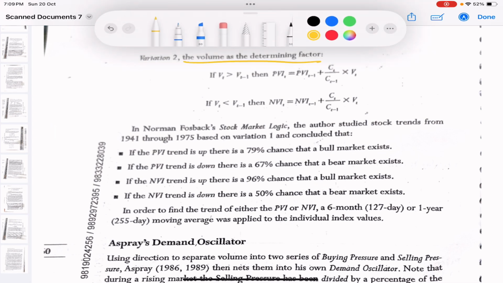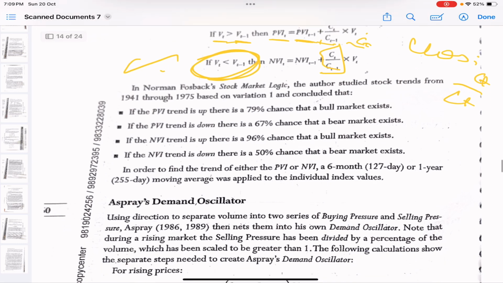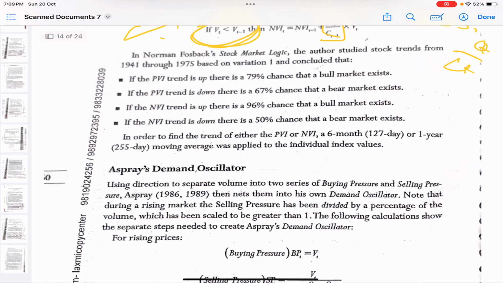The second way of determining is when the volume is more than yesterday's volume, then the positive volume index is going to be the positive value of yesterday plus CT upon CT minus 1. Okay, this is the second variation in which they are using volume instead of the closing price with the same formula, which is closing upon yesterday's closing. Simple stuff. Don't worry when you look at so many formulas. If you just go through this video 3 times, 4 times, you're literally going to be good to go for the exam.